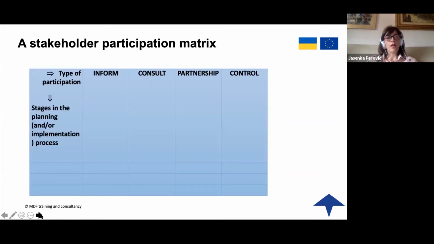Another tool that can also help you in analyzing stakeholder participation is this participation matrix. So in the top row, you can say, okay, type of participation with the stakeholder. Either you inform them, you consult them, you create partnership, or you try to control them. Stages in planning or stages in implementation, you try to list the different stages and try to define, and you put the name of the stakeholder in the appropriate box, depending on whether for this particular planning stage you need just to inform them, consult them, create a partnership, or control them. Same goes for the implementation.